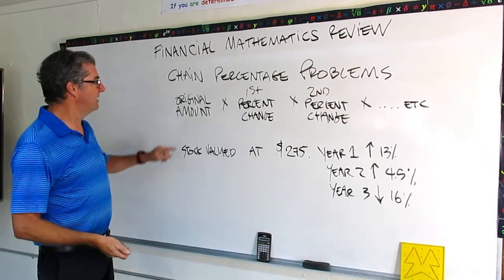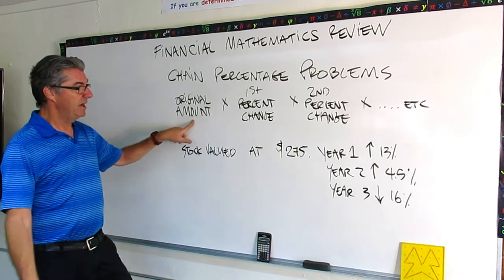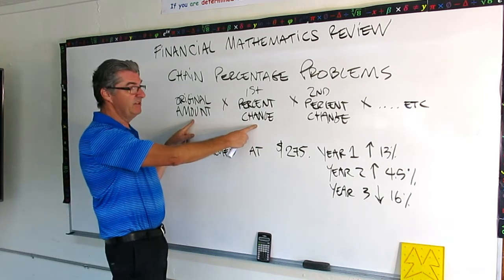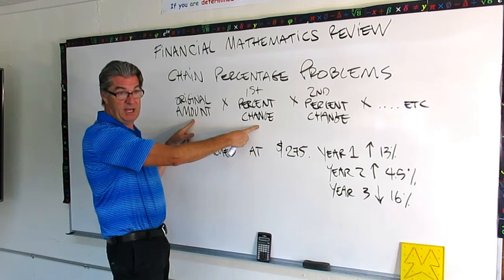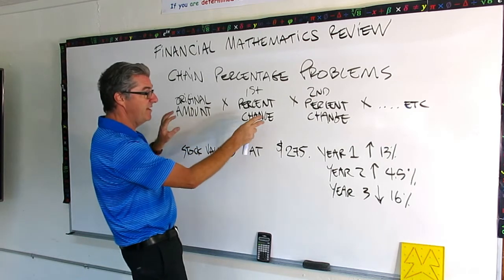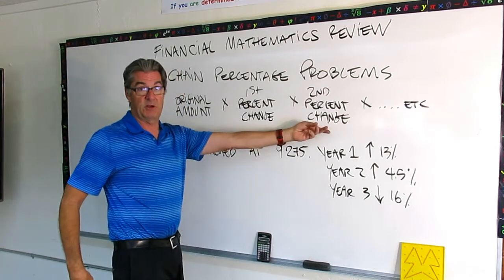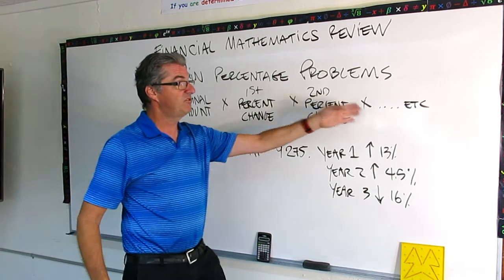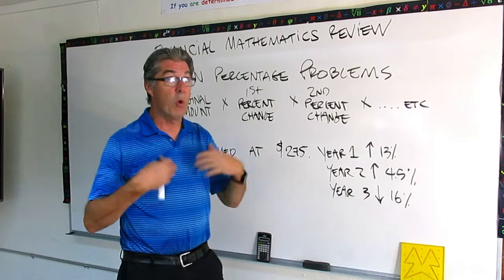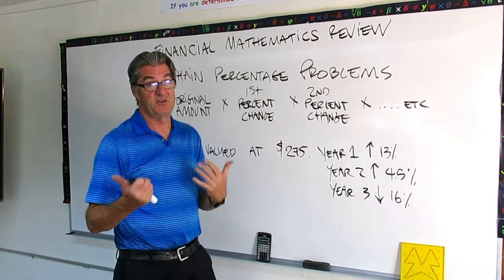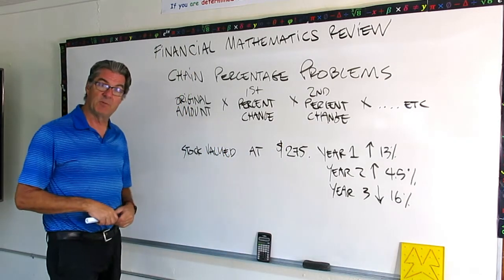Here's the general idea. You take that original amount and you multiply it by the first percent change. That gets you the amount after the first period of time, usually 1 year. Then you multiply that new amount by the second percent change, and that gives you the amount after the second period of time, or the second year, and so on. You could do this for 20 years with different changes each of those years. So let's do an example problem.